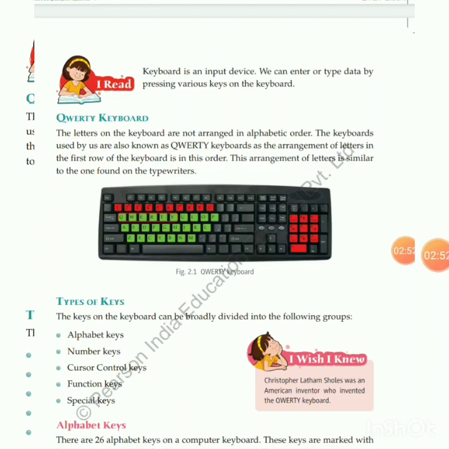This means computer keyboard can be divided in the following groups. How many groups are here? There are 5 groups. First one is alphabet keys, number keys, cursor control keys, function keys and special keys. Today we learn about alphabet keys, number keys, cursor control keys and the function keys. These 4 I am explaining in this part, and the last one, special keys, I will explain in the second part of this session.